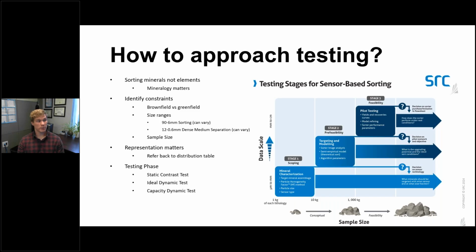And then representation matters. So going back to our cookie example, you want to have a good representation of what the distribution of minerals in your deposit is actually going to be like, or examples of different types of distribution throughout your deposit, so you can normalize and predict for that. Because if you test on 3 chocolate cookies and 7 non-chocolate cookies, if that's your ratio, and you separate that perfectly, well, you could undersize your plant.